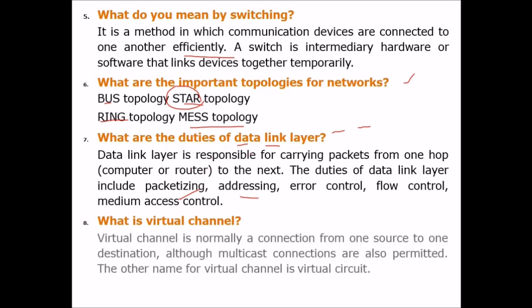That is why we have MAC addresses involved in transportation. What is a virtual channel? A virtual channel is normally a connection from one source to the destination, although multicast connections are not permitted. It is a virtual connection between the source and destination. The other name for a virtual channel is a virtual socket.